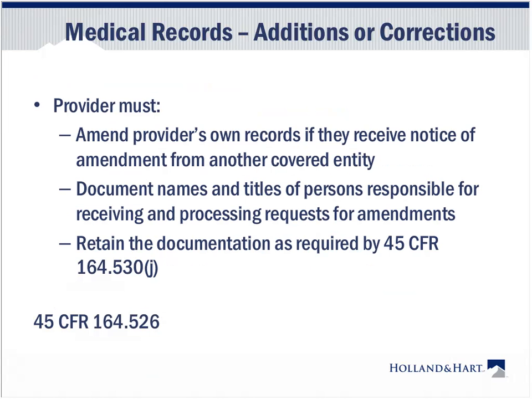So this is sort of a summary of additional things that, as providers, we must do when it comes to additions or corrections. One, if we're informed that there was an amendment from another covered entity, then we need to change our records to match that. We also have to document the names and titles of persons responsible for receiving and processing requests for amendment, and we have to retain the documentation as required by 45 CFR 164.530(j).